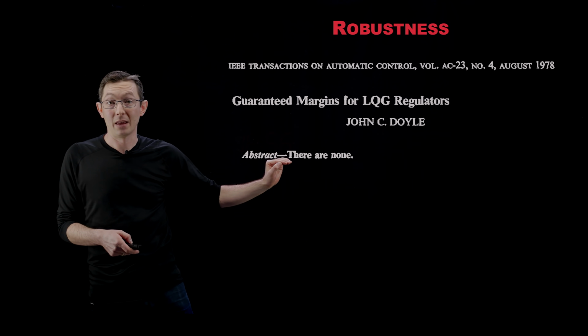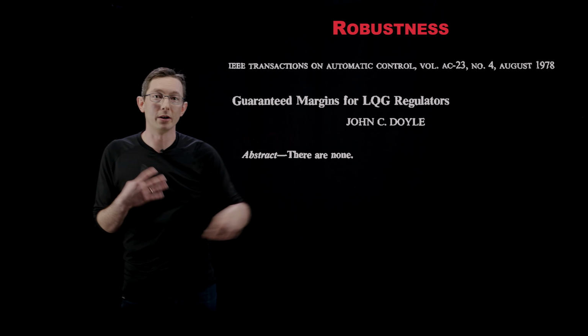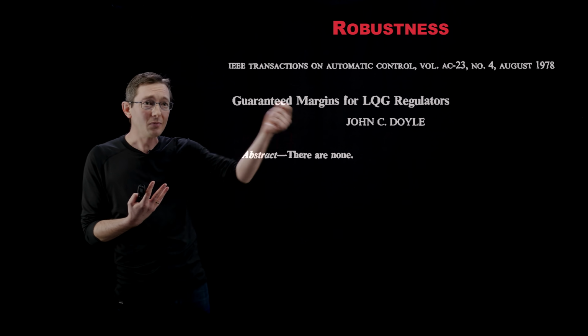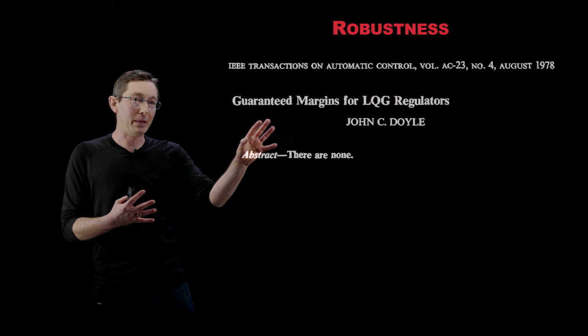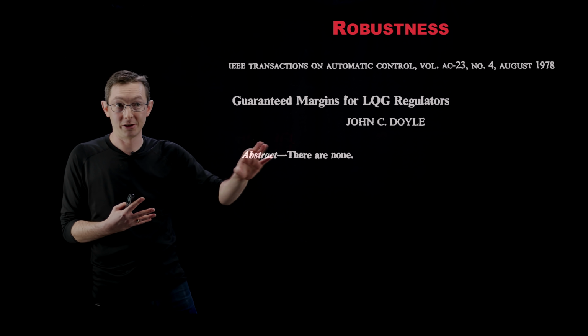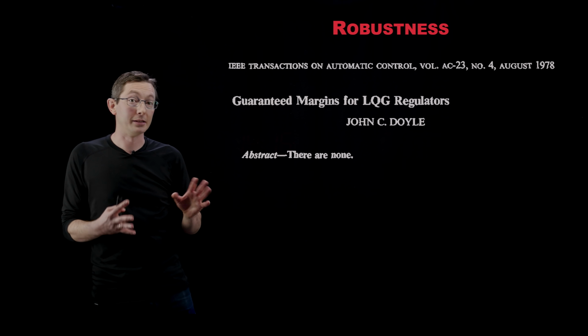Abstract, there are none. Meaning, in general, this type of optimal controller where you're using sensor measurements can be arbitrarily fragile and not robust. And this paper, when it came out, is less than one printed page. He basically shows a counterexample. It turned the field of optimal control on its head and got everybody thinking about robustness.